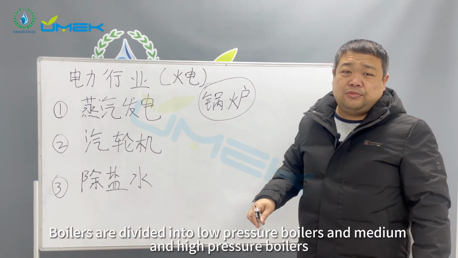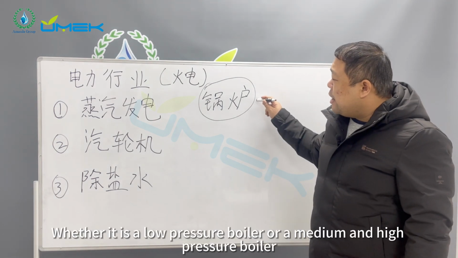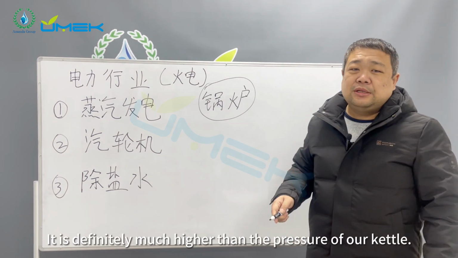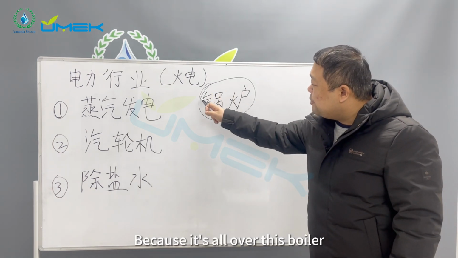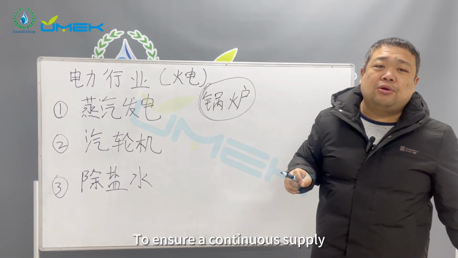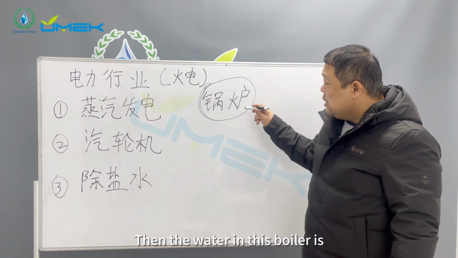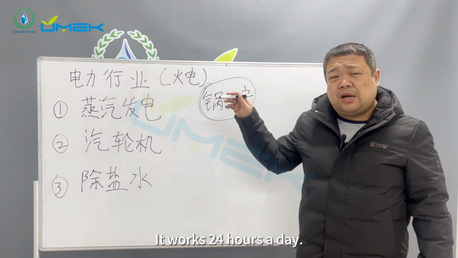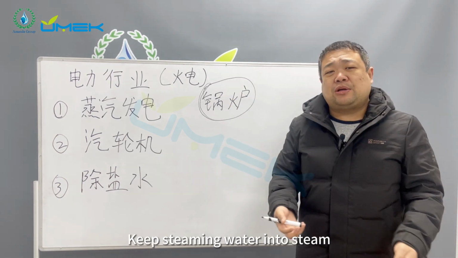Boilers are divided into low-pressure boilers and medium and high-pressure boilers. Whether low-pressure or medium and high-pressure, the pressure is very high, definitely much higher than the pressure of our kettle, because the whole boiler is under extreme pressure. To ensure a continuous supply, it vaporizes the water and sends the steam out. You can imagine this boiler works 24 hours a day, constantly converting heat energy and steaming water into steam.